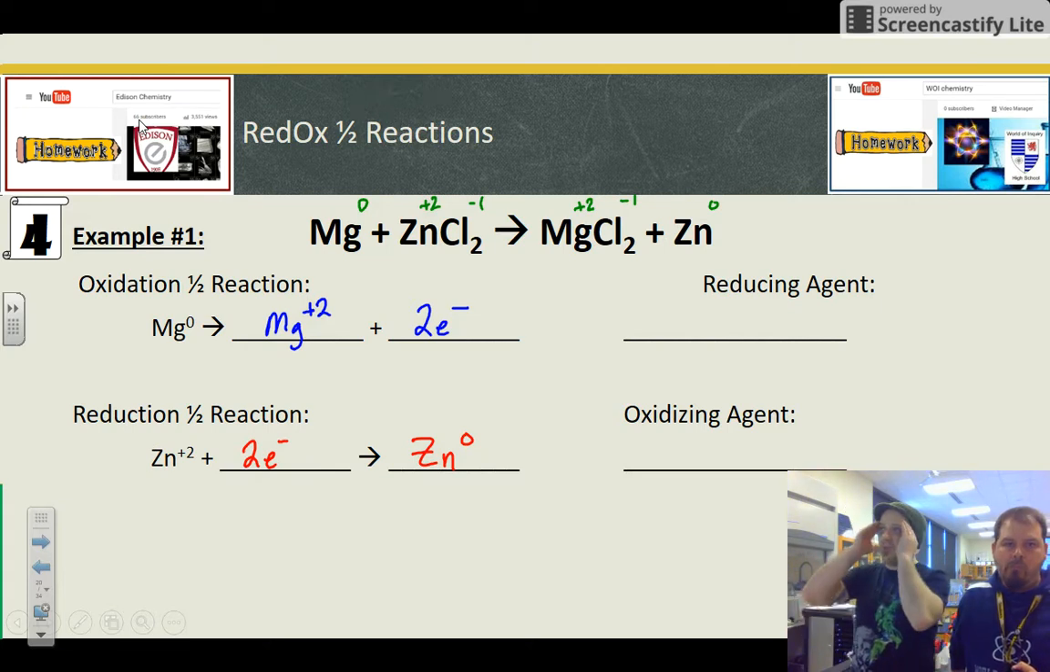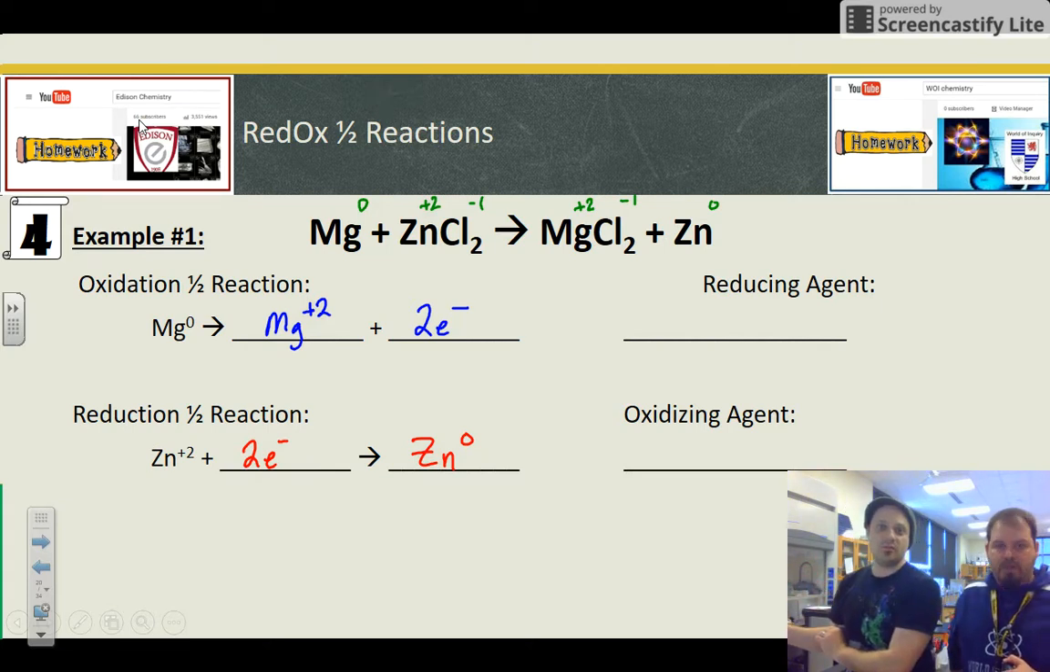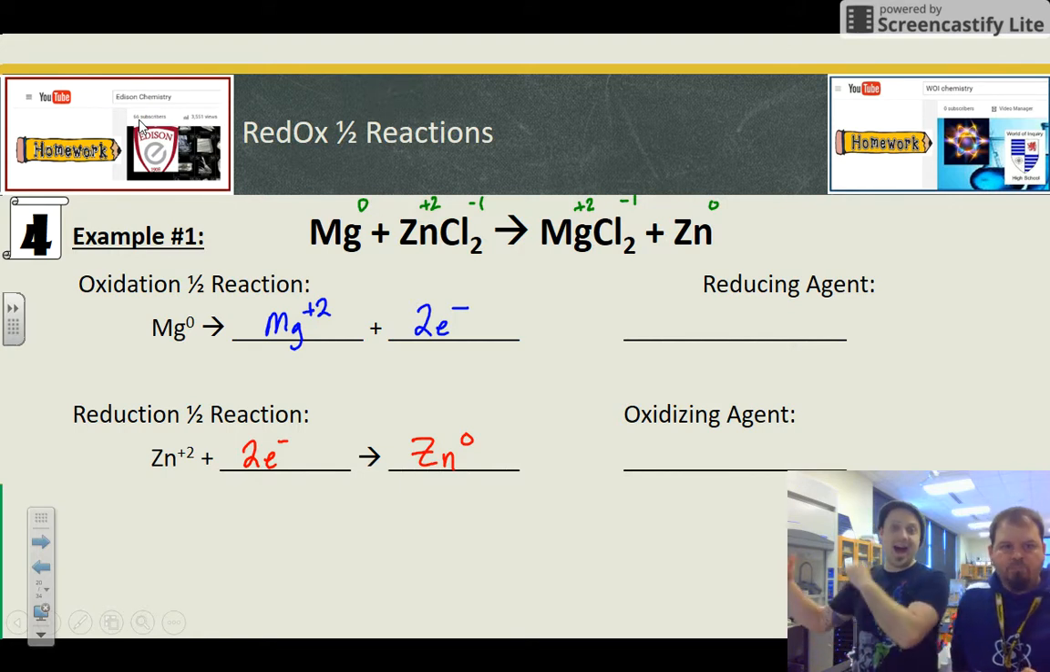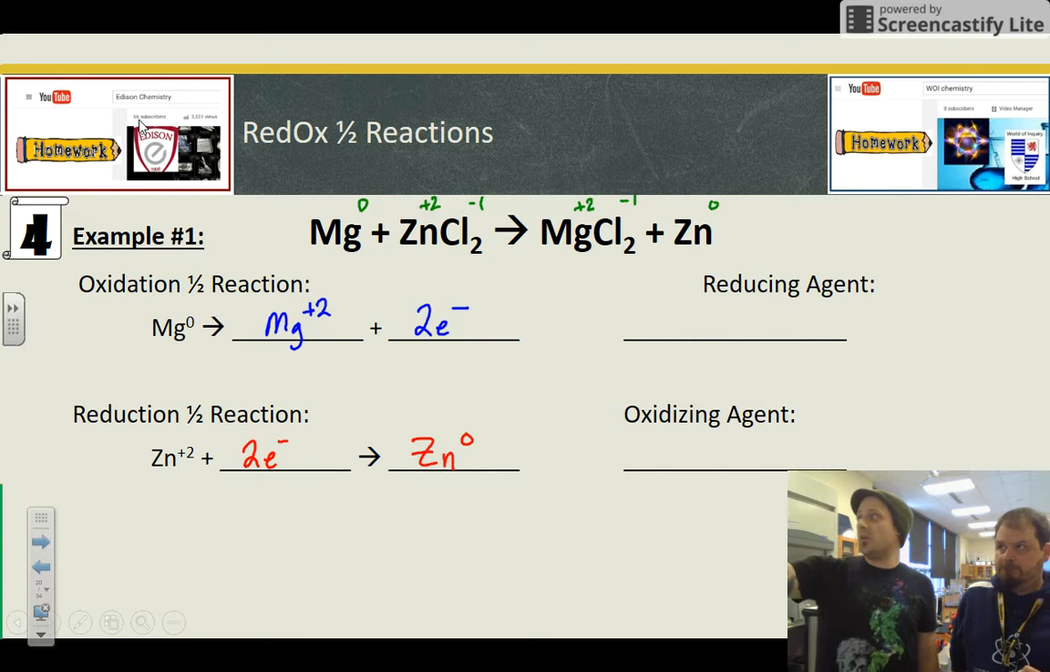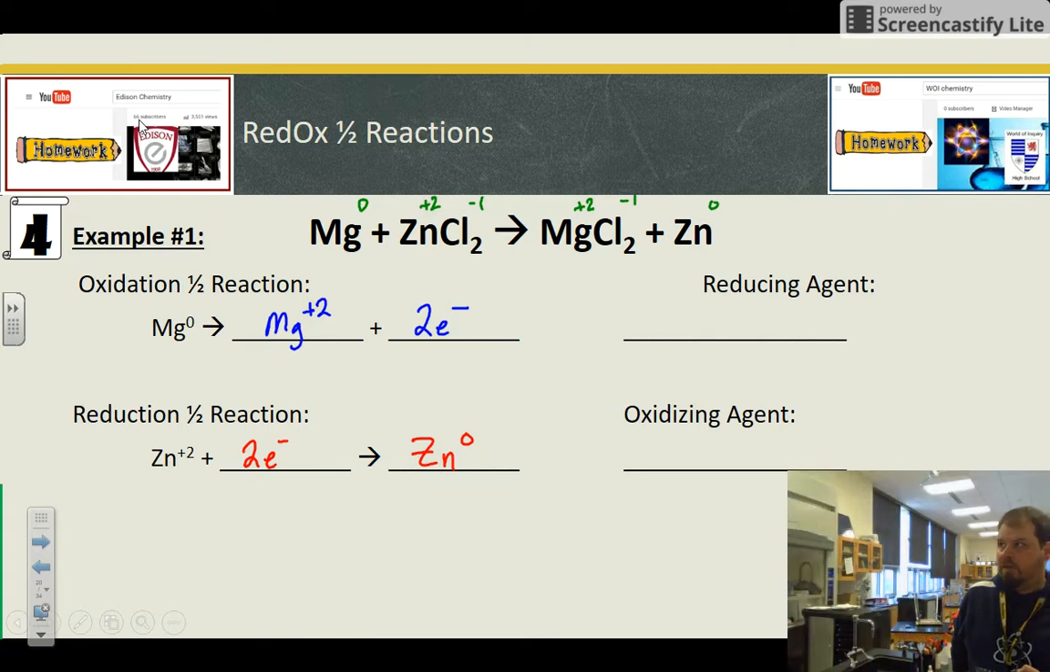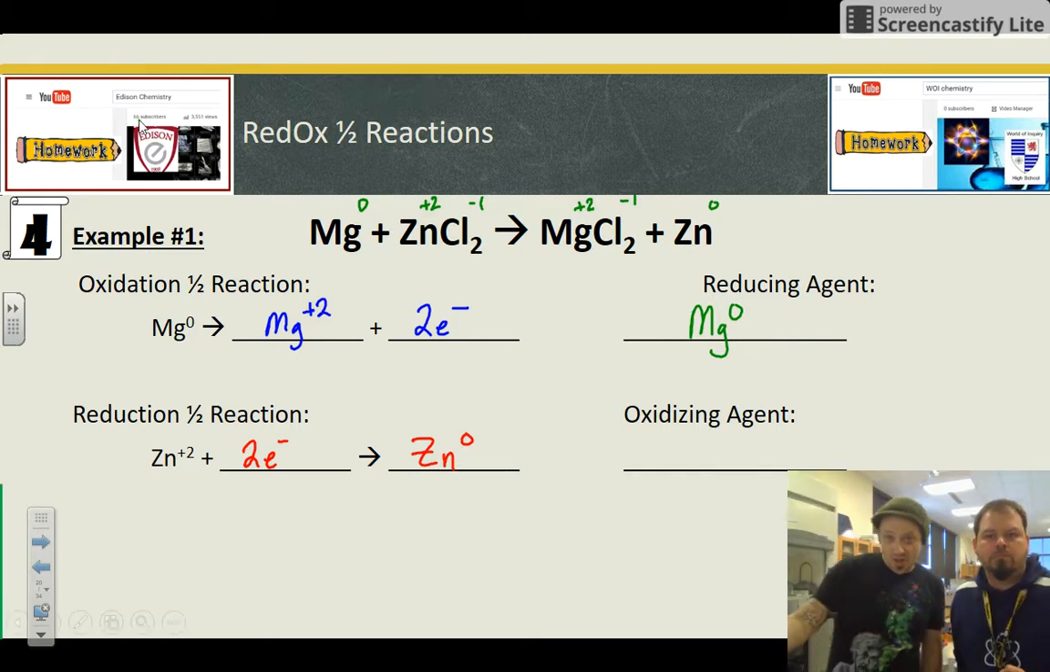I look and say, okay, if it was oxidized, that means it was the reducing agent. And if it was reduced, that means it was the oxidizing agent. So I look now. I say magnesium lost electrons, and oxidation is losing electrons. So that means it's the reducing agent. So I will say that Mg0 is the reducing agent.